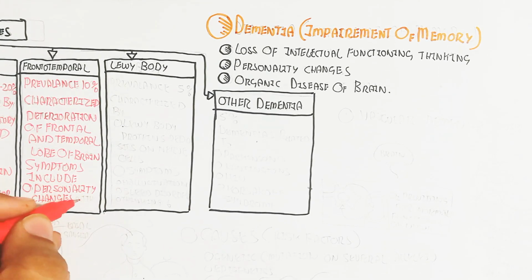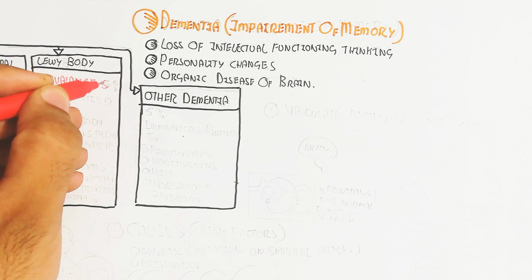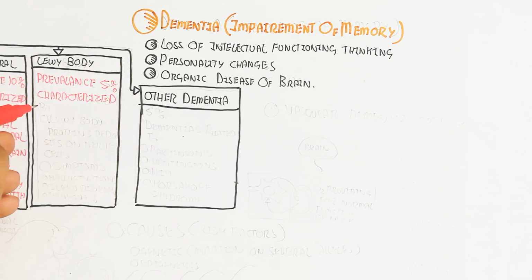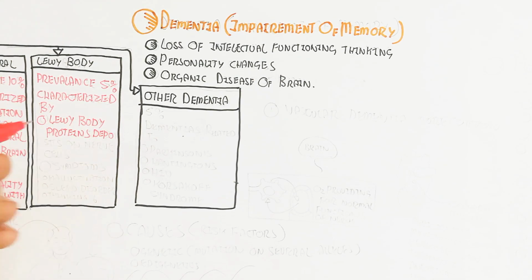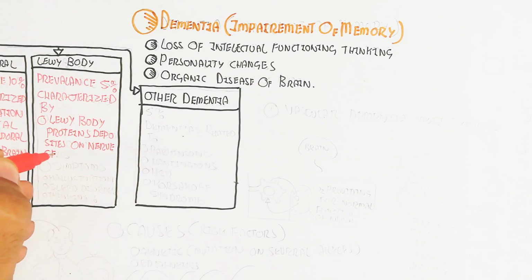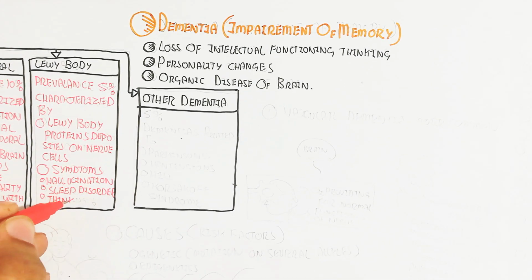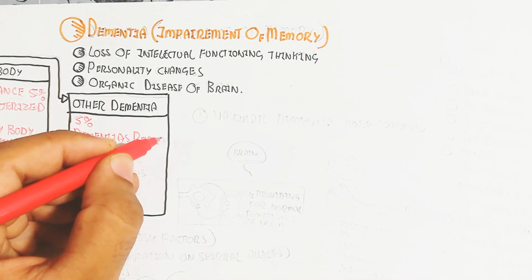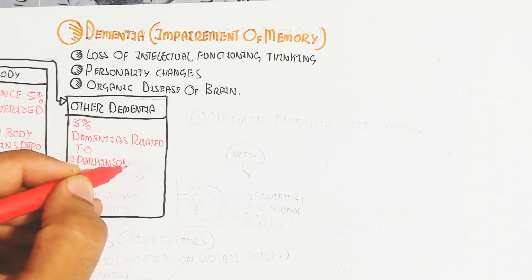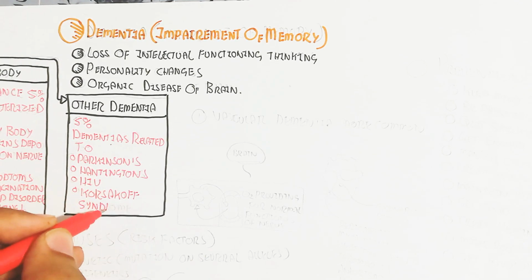Lewy body dementia has a prevalence of 5% and is characterized by Lewy body protein deposits on nerve cells. The deposition of protein in the nerve cell is the Lewy body protein. That protein will cause complications in the nerves and damage them. The symptoms are hallucination, sleep disorder, and decreased thinking skill. Other dementias account for 5%. These dementias are related to Parkinson's, Huntington's, HIV, and Korsakoff syndrome.